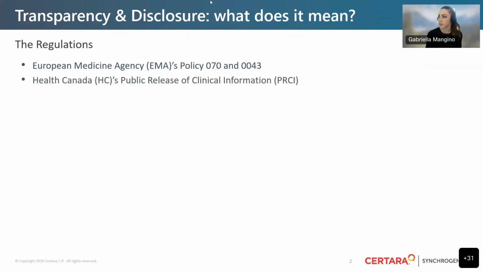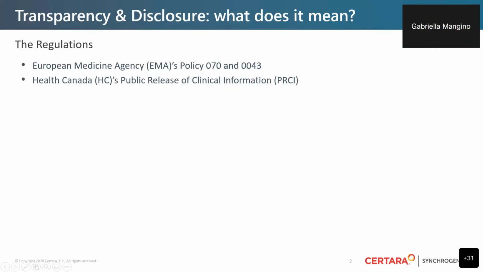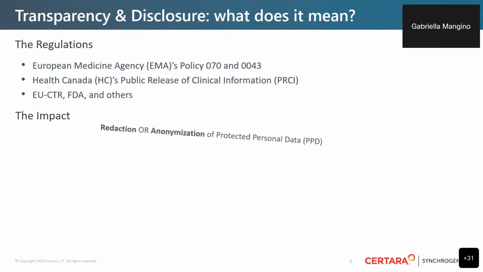We also have Health Canada's Public Release of Clinical Information, PRCI, which requires us to make anonymized clinical information in drug submissions and medical device applications publicly available. We also have the new EU CTR, other FDA regulations, and policies that require us to disclose patients' information for clinical documents. And what is the impact of all of these T&D efforts that we must make post-submission?